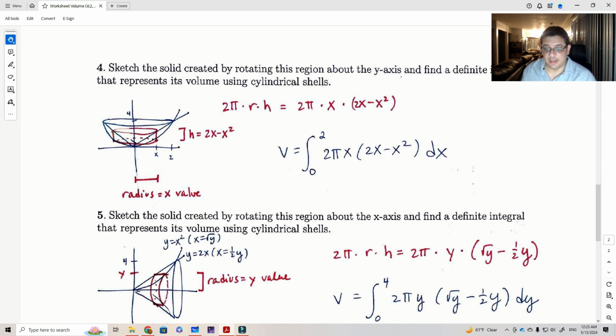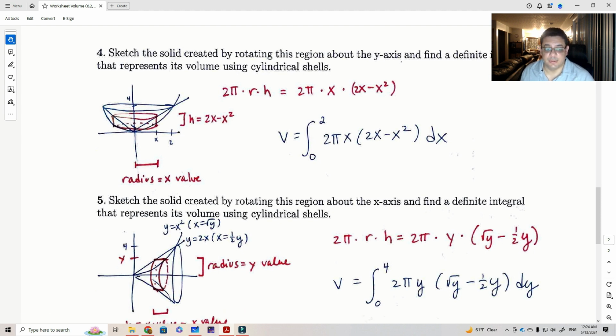And so again, we can check the height of the cylinder here. On top we have the square root of y, and on the bottom we have 1/2 of y. The distance from the cylinder is still the measure y, which is the distance from the x-axis to the edge of the cylinder. So my formula is going to be the integral from 0 to 4 of 2 pi y times (the square root of y minus 1/2 of y) dy.